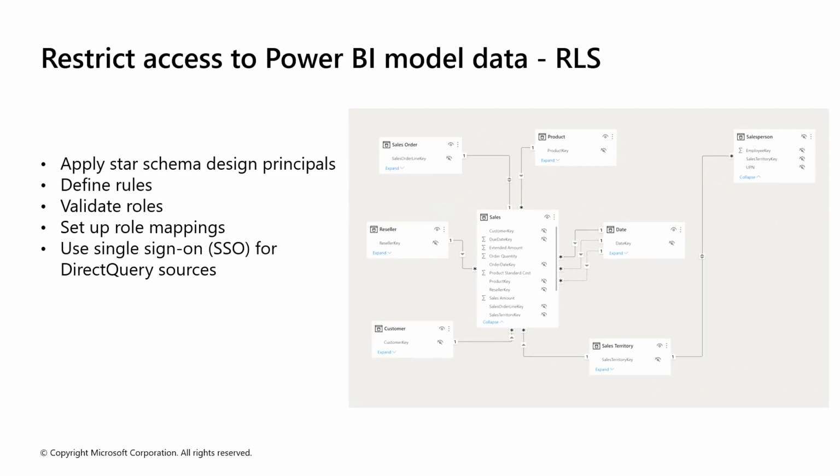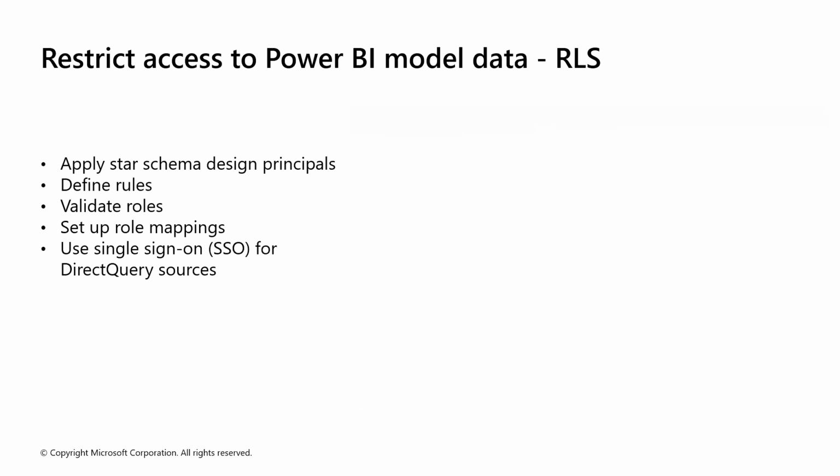Rule expressions are evaluated within row context. Row context means the expression is evaluated for each row using the column values of that row. When the expression returns true, the user can see the row. You can define rules that are either static or dynamic.